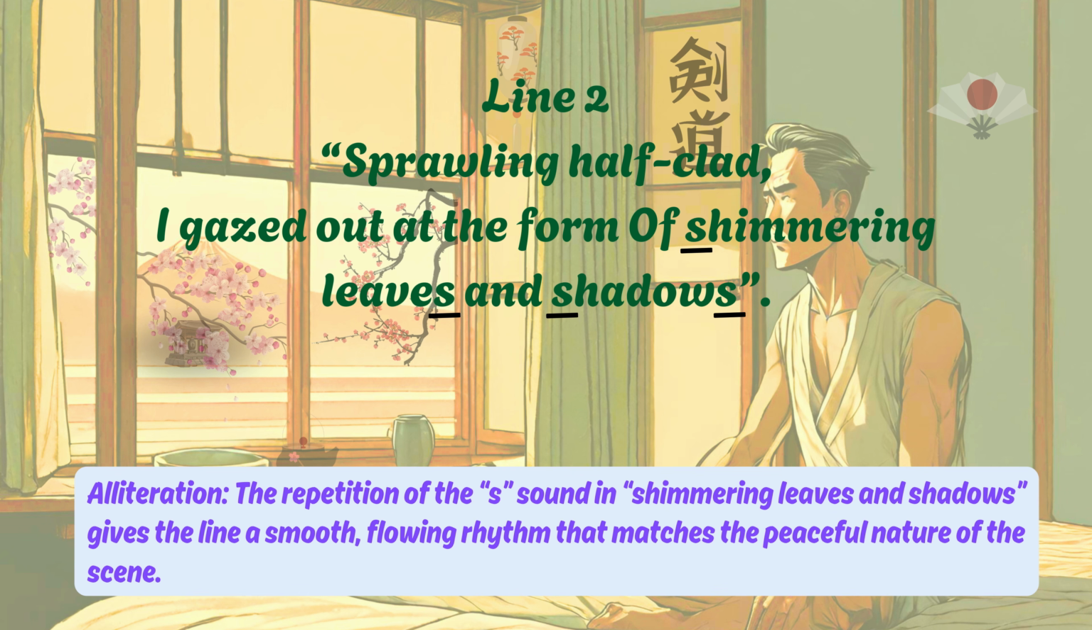Now, in the same phrase, shimmering leaves and shadows is an example of alliteration, and we know that alliteration is the repetition of the same consonant sound at the beginning of closely connected words, and writers use alliteration to create rhythm and focus attention or enhance the mood of writing.